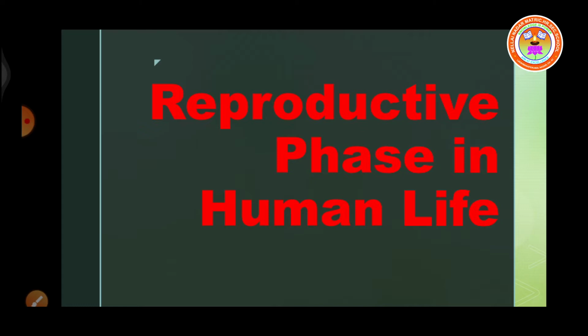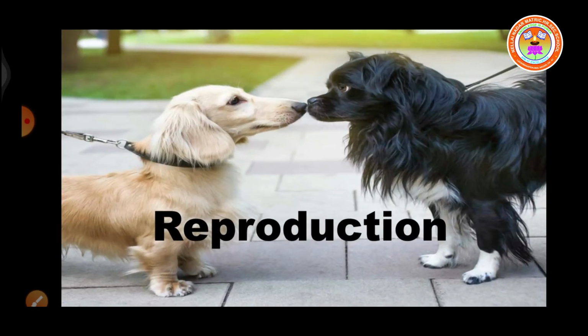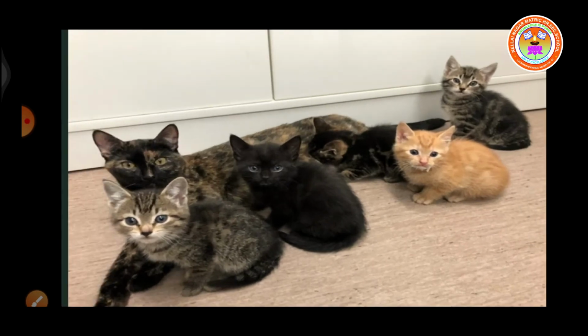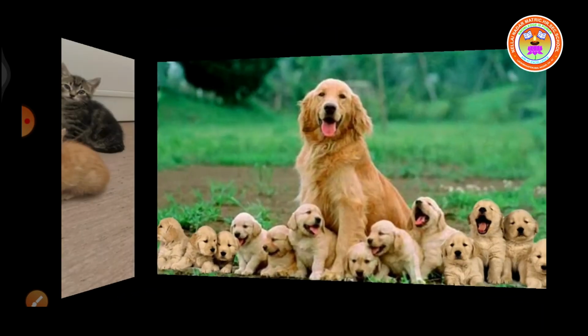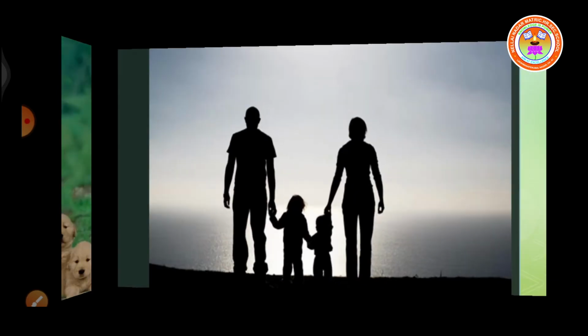To understand the reproductive phase, first let us see what reproduction is. Reproduction is one of the basic characteristic features of living things. Reproduction is defined as the production of new individuals of the same kind. Reproduction is important for the continuation of life on earth.